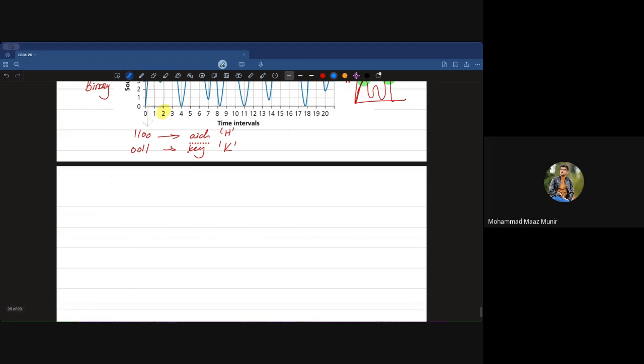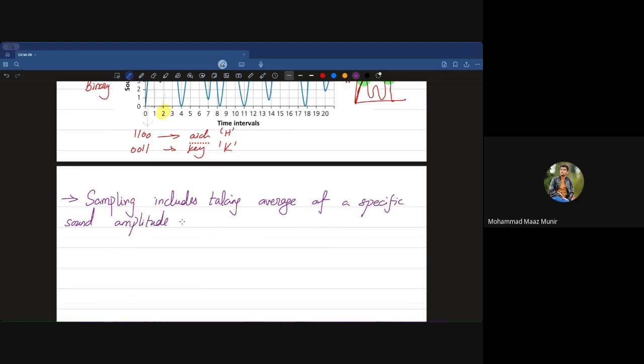Let me write it up here for you guys too, so that you can write it out later on. Sampling includes taking the average of a specific sound amplitude at a set interval, and then this average value is given a binary value, and then this binary value is stored in your computer.